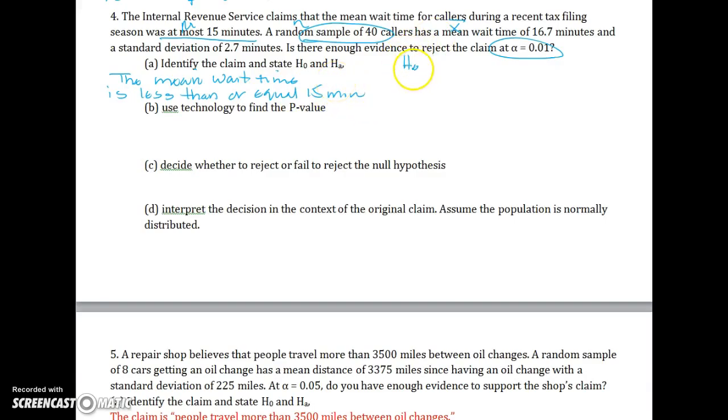So what is your null hypothesis and what is your alternative hypothesis? So your null is going to be that the mean is less than or equal to 15. This is your claim. And your alternative is going to be that it is greater than 15 minutes. Use technology to find the p-value.